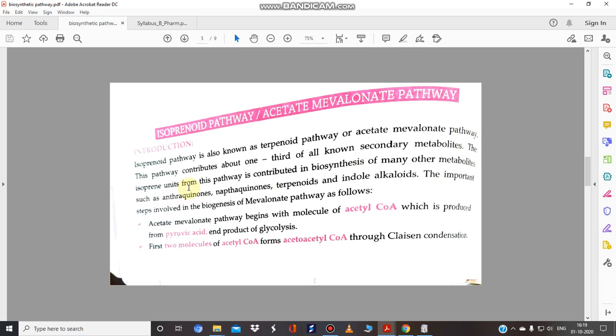The isoprene units from this pathway contribute to the biosynthesis of different types of metabolites like terpenoids, indole alkaloids, anthraquinones, which are glycosides, and the naphthoquinone derivatives. The important steps involved in this pathway are as follows. So we will see the steps.